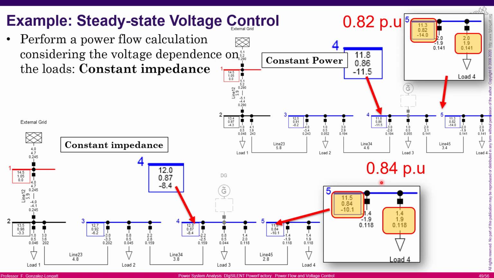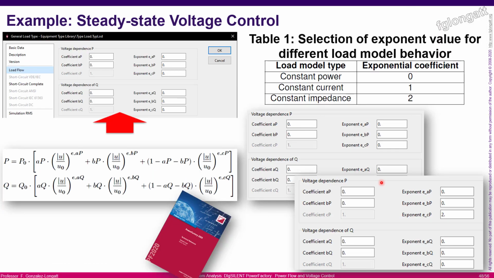What I'm trying to say is there is a very important impact when you are changing the model of your loads, okay? Considering the voltage dependence makes changes on the result of your power flow. Now, if you allow me to go back to one slide, probably the most typical question is, okay, we use constant power. For constant power, we use 0 for the exponential coefficient. If we want to simulate a constant current, we use 1. And if we want to simulate the loads as constant impedance, we use an exponential coefficient of 2.